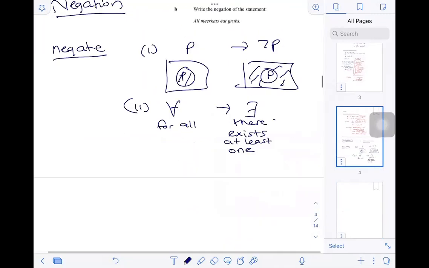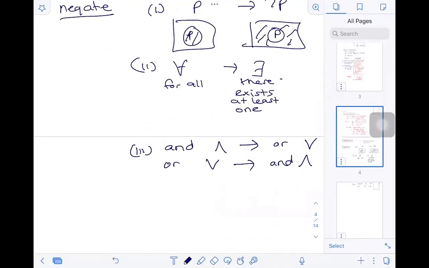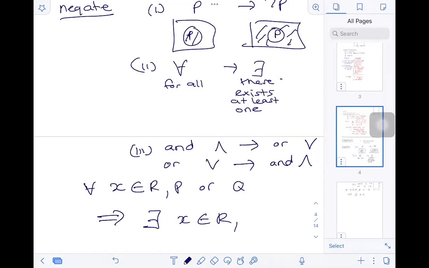Okay, if you have a compound statement like an and or an or, negate and, you will get or. Negate or, you will get and. So for example, for all x, an element of the reals, P or Q, if you negated that statement, that would be there exists an x, an element of the reals, where not P and not Q, so you'd have to change the or to an and, and the for all to there exists.